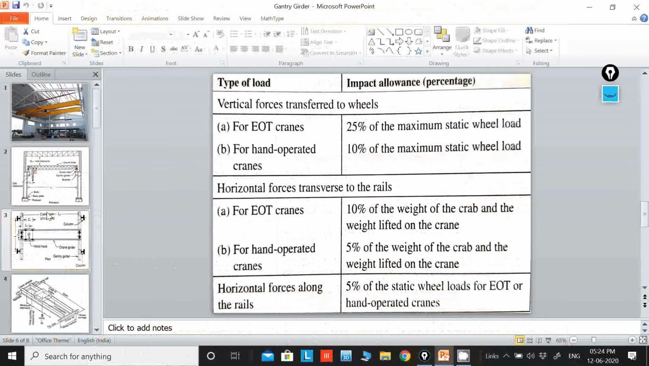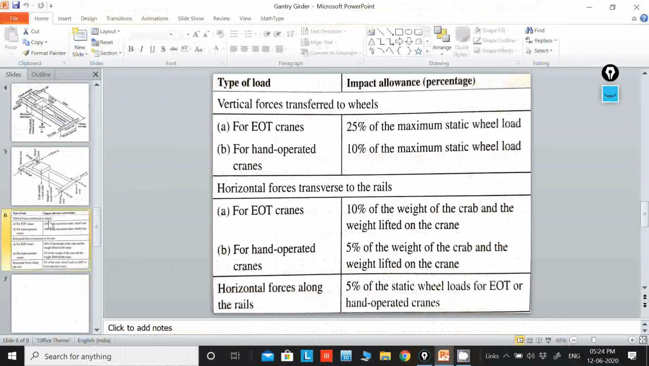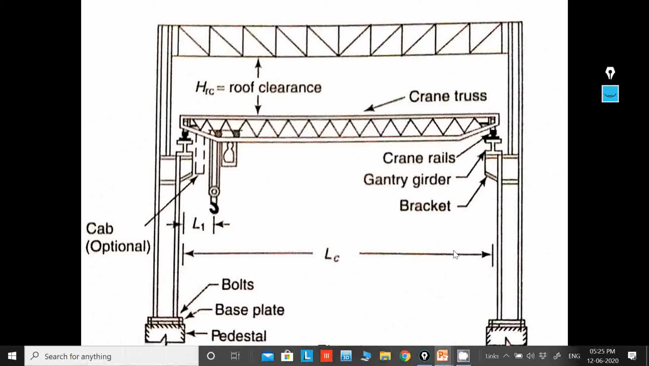I think you have understood whatever has been discussed till now, so please go through it once again. After this, in the next class, I will be doing one numerical, and parallelly we'll be discussing the other theories and concepts related to the design of gantry girders. Thank you, everyone.